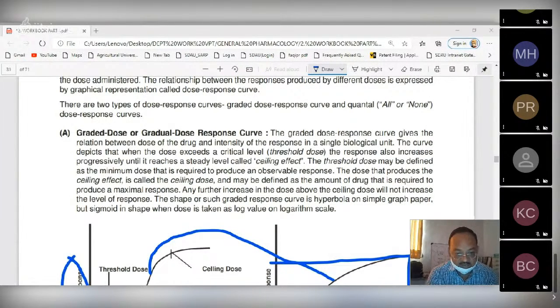The dose that produces the maximum response, the dose that produces the ceiling effect, is called the ceiling dose. So already we have seen on the graph paper, it may be defined as the amount of the drug that is required to produce a maximum response. Any further increase in the dose will not increase the intensity of the response. So what is the definition of the ceiling dose? It is the amount of the drug which produces the maximum effect, maximum therapeutic effect, or maximum intensity, beyond which it is not possible to increase the intensity of the response by increasing the dose. So that is known as ceiling effect or ceiling dose.